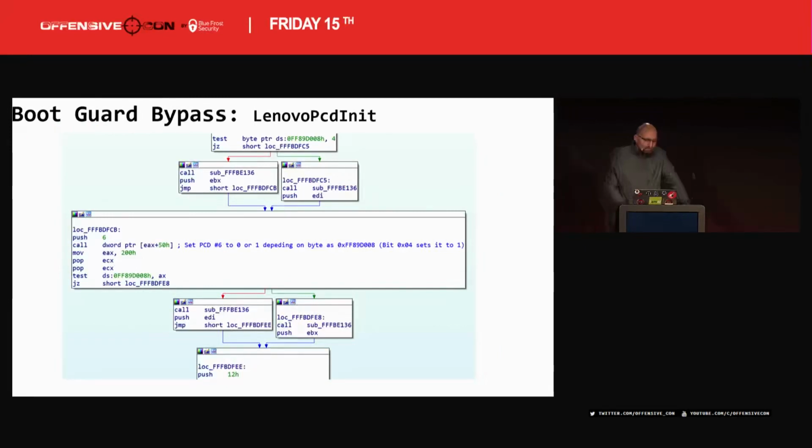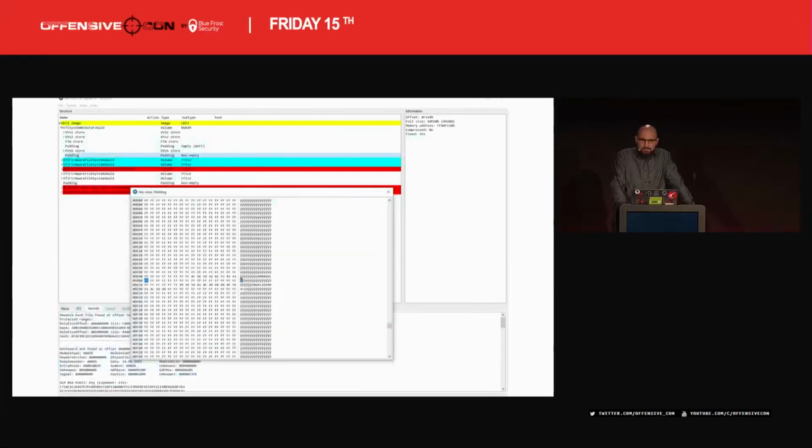And actually, Lenovo has a platform configuration data init driver, the Lenovo PCD init driver, inside the BIOS. I was looking at it because platform configuration data is always cool. I was just brute forcing different values to understand what they're doing. And I saw: set PCD 6 to 0 or 1, depending on the byte at this specific physical memory address. Okay, that's kind of interesting.